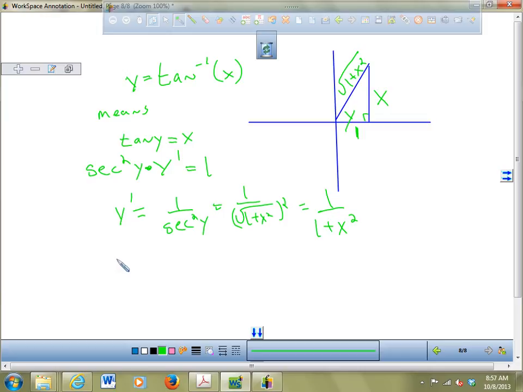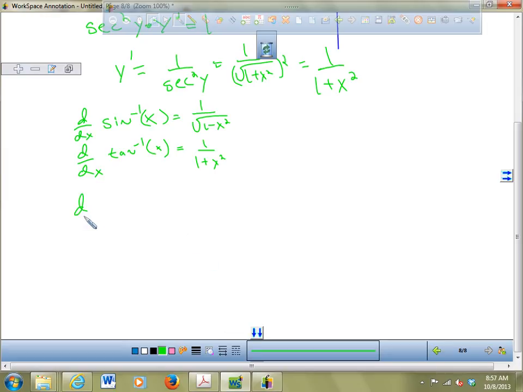So I'm not going to do all these, so here I'm going to list all 6 of them. Okay? So the first one that we learned was d dx of inverse sine of x is equal to 1 over the square root of 1 minus x squared. d dx of inverse tangent of x is equal to 1 over 1 plus x squared. Okay?